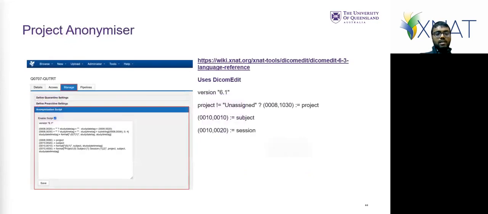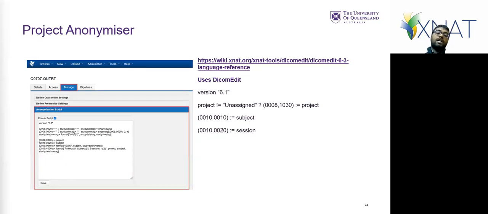The project level anonymizer can be used to modify or reassign your DICOM tags. It uses a syntax called DICOM edit. There's a lot of documentation on how to use DICOM edit at that link. This example here on the left is a replica of the OHIF anonymization for remapping referring physician name. So that's probably how an anonymization script will look at the end once you've figured out what to do.